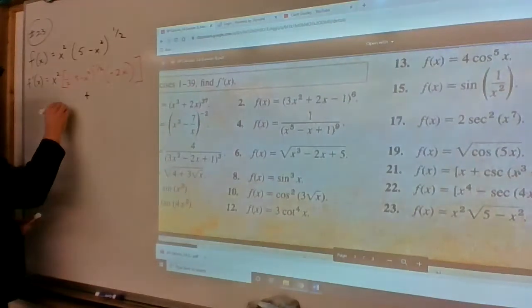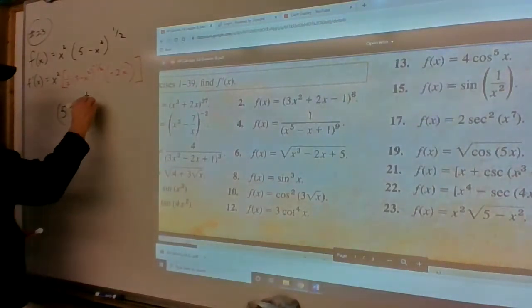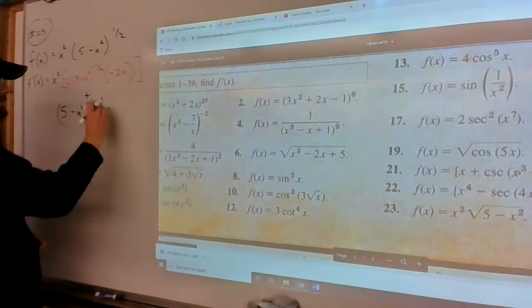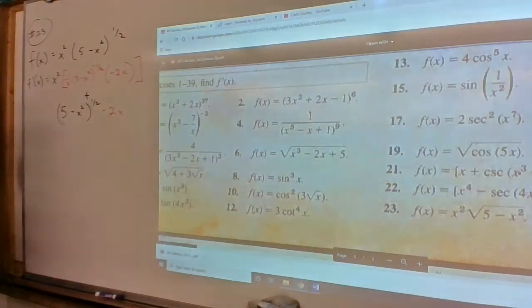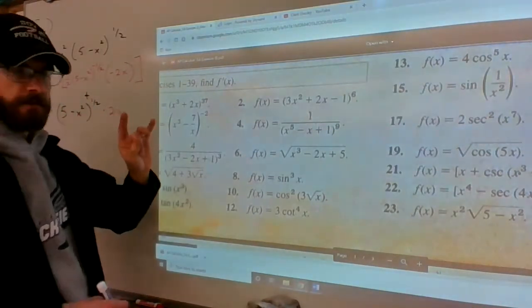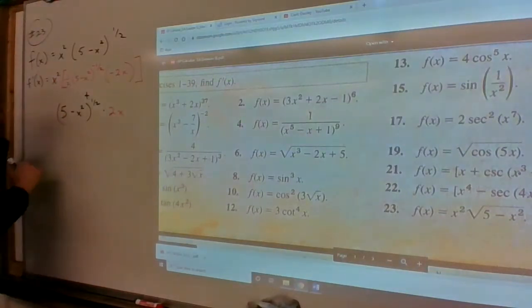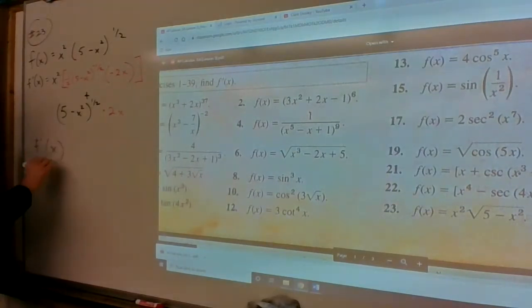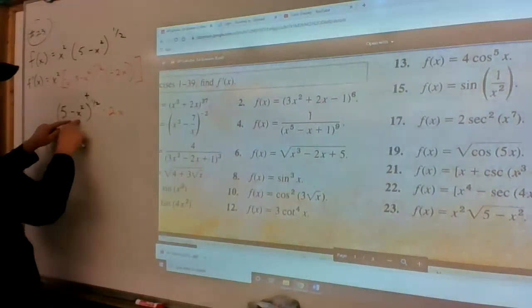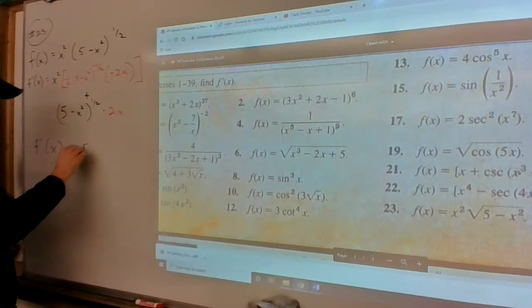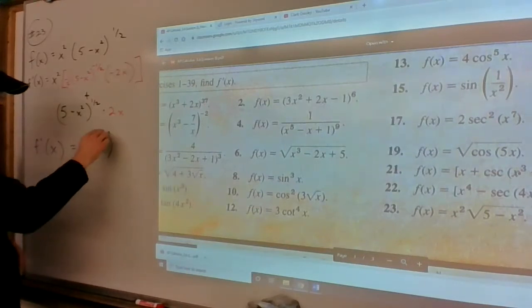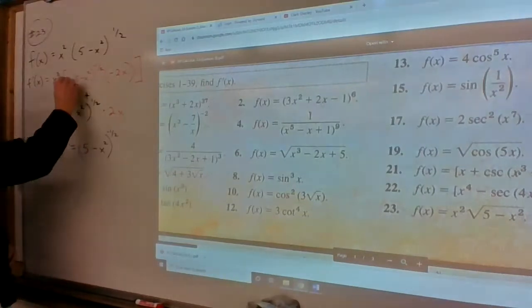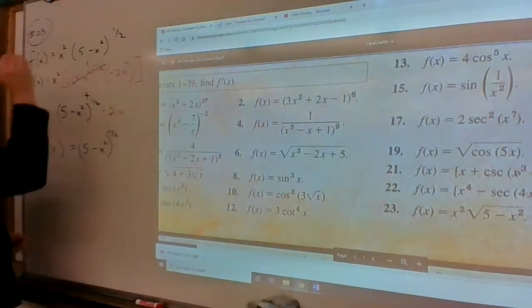Plus the second times the derivative of the first, 2x. In purple, we'll factor out what they share. So it appears that they both share a 5 minus x squared. You take out the smaller of the 2 powers, so that'd be the negative half. That completely gets rid of this part, reducing it down to 1.